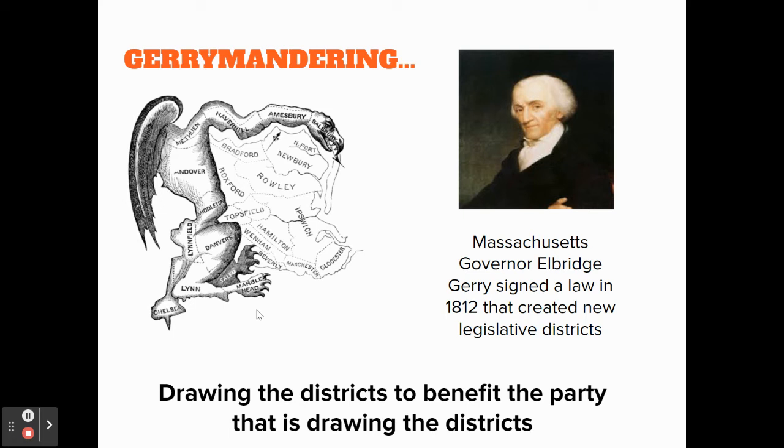Gerrymandering is an old school term named after a former governor of Massachusetts named Elbridge Gerry, hence the term gerrymandering, because he signed a bill into law in 1812 while he was governor that created new legislative districts, like this funky dragon looking shape here. And the process of drawing these weird shaped districts to maximize your party's gains just became known as gerrymandering. So again, gerrymandering is the idea of redrawing these districts to benefit the party mostly that is drawing the districts.